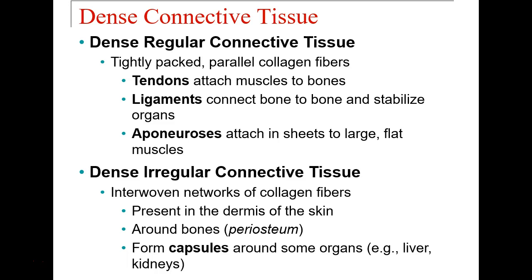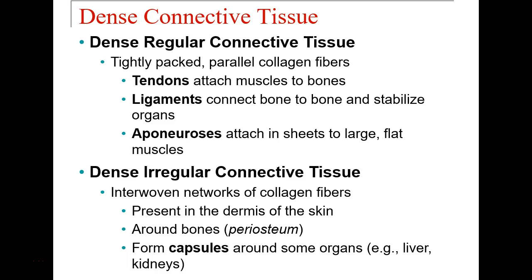All right, dense connective tissue. We have regular and irregular. So regular makes you think of a pattern. So this is going to be tightly packed, parallel collagen fibers. Think of tendons, ligaments, aponeurosis, which is more of a sheet of a tendon or ligament. Okay, so these fibers are going to be very well arranged, creating a particular purpose.